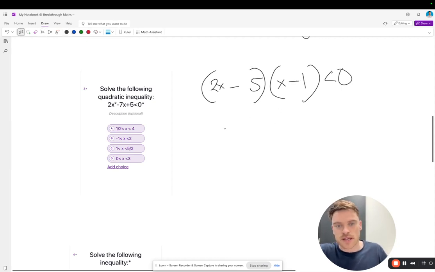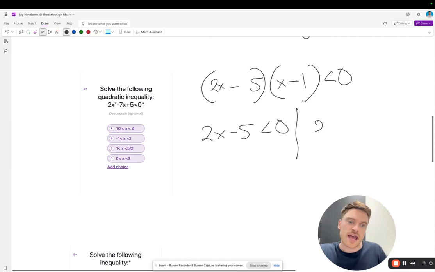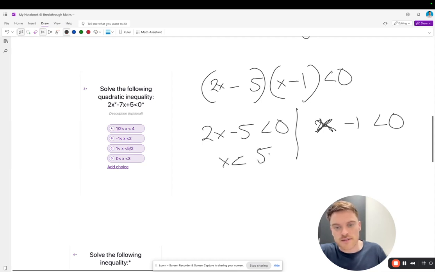Okay, and then you break out your brackets again. 2x minus 5 is less than 0. I put a line in the middle. x minus 1 is less than 0. And finish it off. x is less than 5 divided by 2.